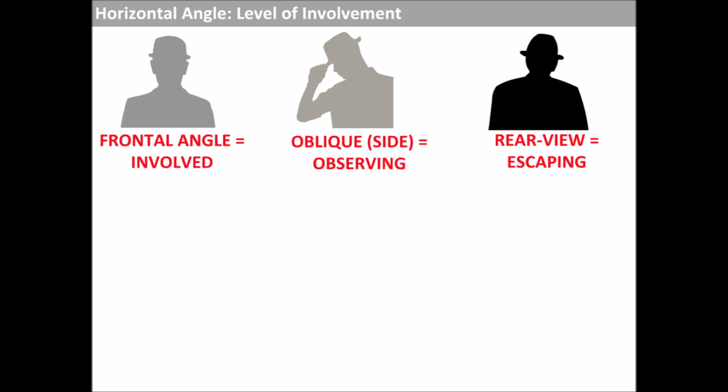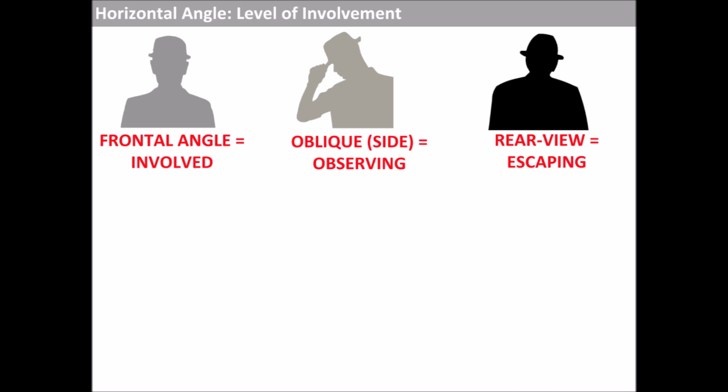The frontal angle communicates that the viewer is involved with and should identify with the subject. It says, what you see here is part of your world, something you are involved with. The oblique side angle communicates that the viewer is detached from the subject. The subject is an other to the viewer. The oblique angle says, what you see here is not part of your world. It is their world, something you are not involved with.